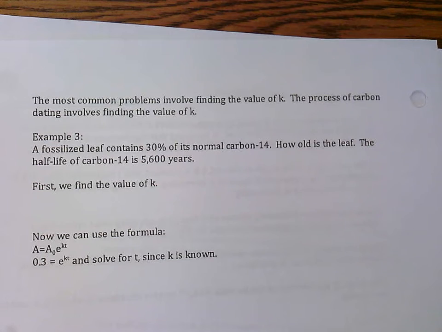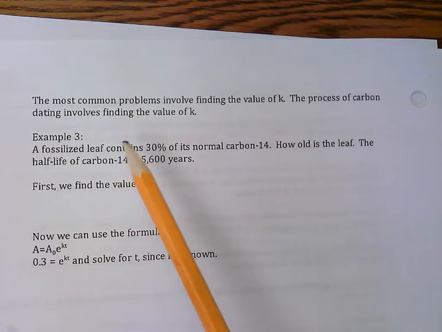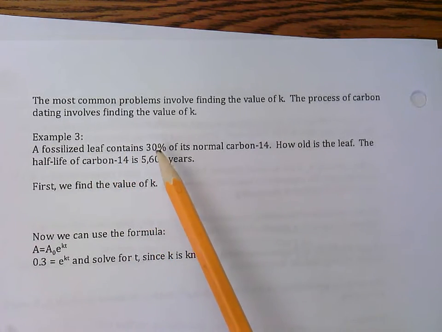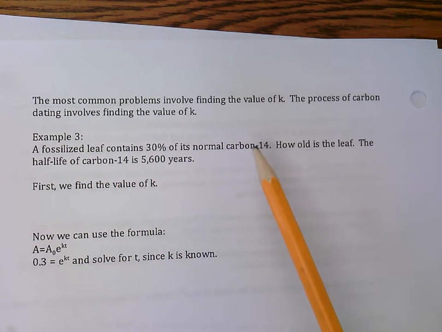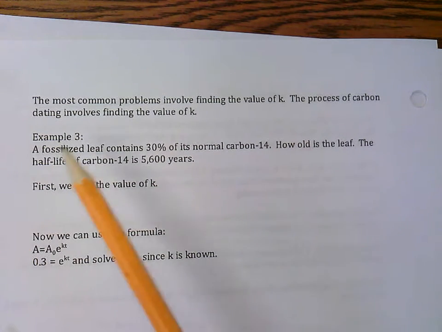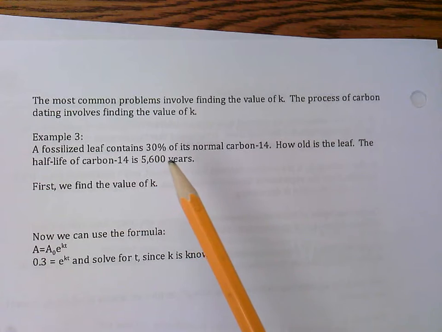So whether you find this molecule as a fossilized leaf or a bone or something in the ice versus under the ground in New Hampshire or California, the k value for carbon dating might change. So here's my example. A fossilized leaf currently contains 30% of its normal carbon-14. How old is the leaf? This is a two-part question. I don't have an equation yet to be able to solve this. Here's the first part. The half-life of carbon-14 is 5,600 years.